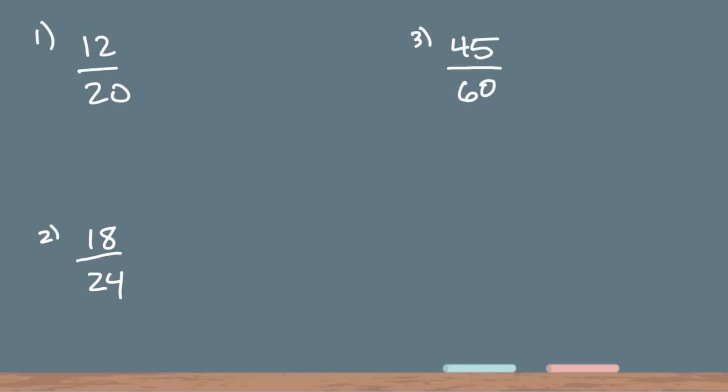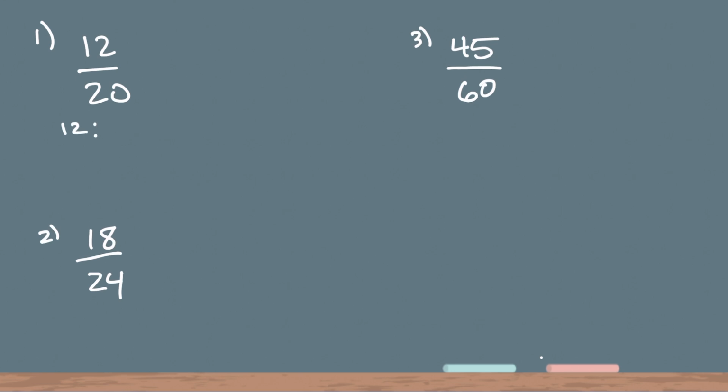Let's get started. Our first problem on the board is 12 over 20. To simplify a fraction, you need to find the greatest common factor of the top number and the bottom number. Factors are the numbers multiplied together to get another number. So we're going to write out our factors of 12 and 20. I'm going to write it down here.